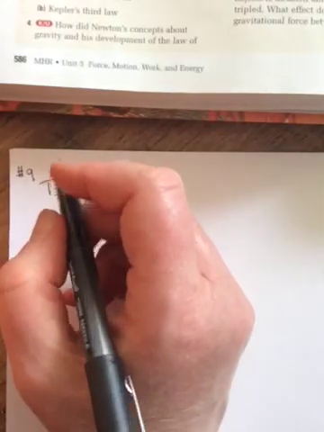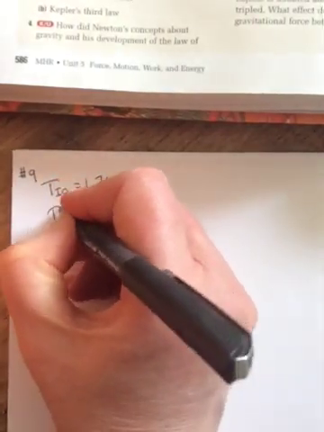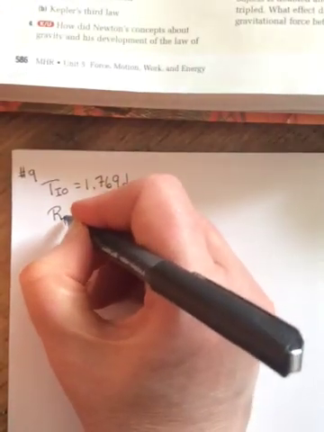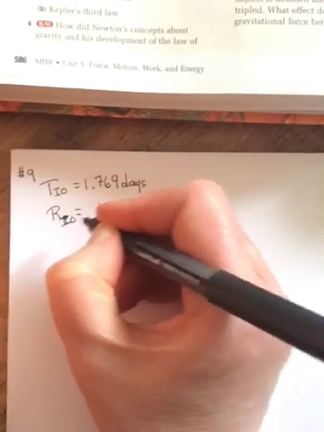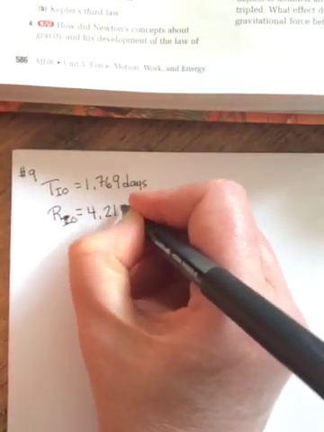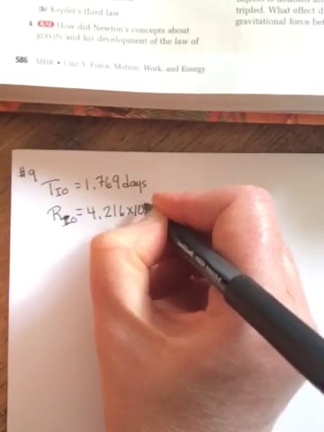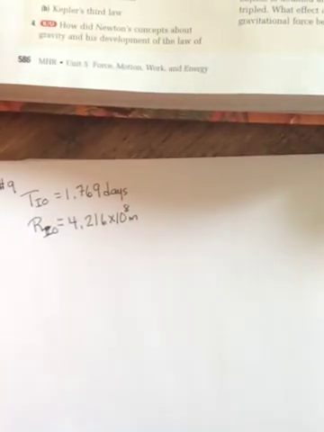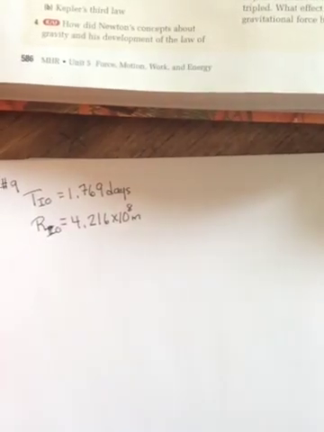Its average orbital radius, so R of Io, is 4.216 times 10 to the 8th meters, and it wants to know what's Jupiter's mass. So we're looking for the mass of the central body.